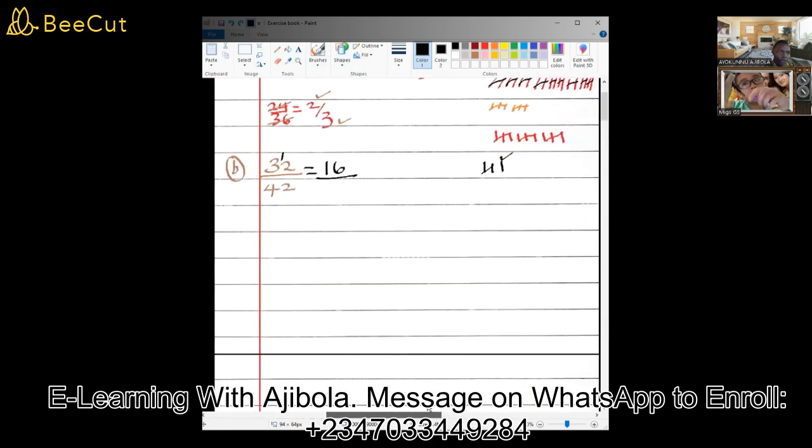So here, can you see this number? This is 32. How many 2 is in 32? It's 16. Very good. So you can see if you do it anytime, it gives you the same answer.